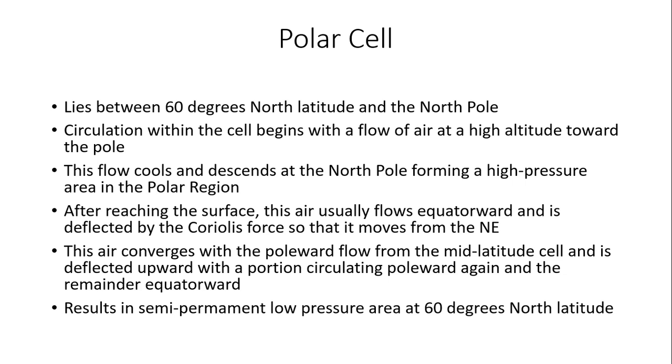This air then converges with the polar flow from the mid-latitude cell, and that is then deflected. Air rises upward with a portion circulating poleward again and the remainder back toward the equator. This results in a semi-permanent low-pressure area at 60 degrees north latitude. We typically find these the strongest in the wintertime, especially in the vicinity of the Gulf of Alaska as well as Iceland.